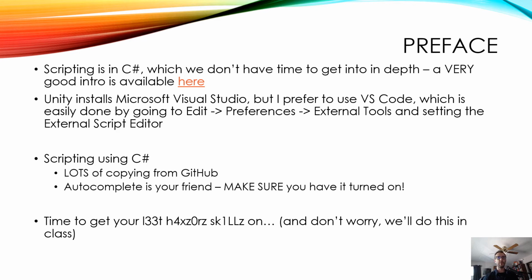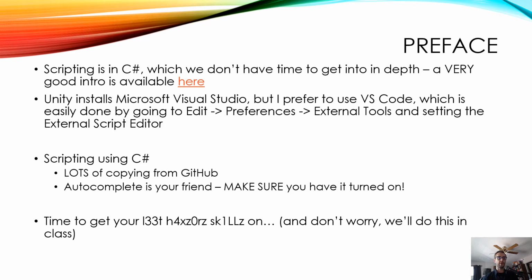Scripting in C#, which we don't have time to really get into in depth, is really pretty easy. There's a really good intro available at the link I've put up that is done by Unity, and it's really, really good to go over that and review it if you have time. As we talked about last week, Unity installs Microsoft Visual Studio. I'm not much of a fan. I prefer VS Code. Yes, they're both made by Microsoft. Yes, I know, but I just think it's a little bit less cluttered and easy to work with. Again, you can switch over to whatever code editor you want by going to Edit, Preferences, External Tools, and then setting that in the external script editor.